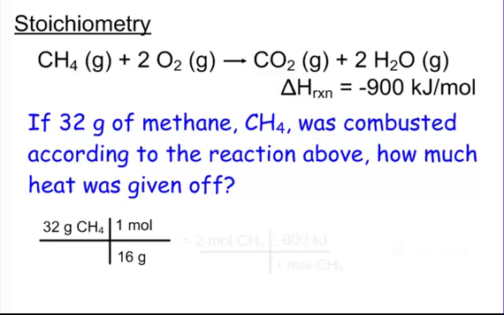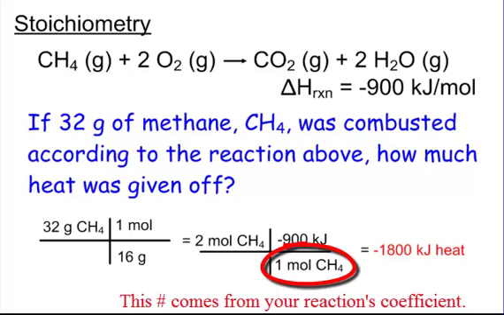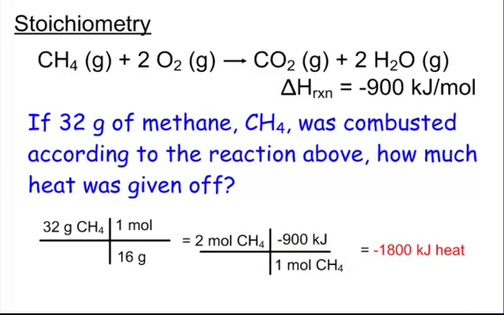Now, since we have 2 moles, take a look. If there's negative 900 kilojoules for every 1 mole of methane, then of course at the end we've given off 1,800 kilojoules of heat. We've released, or negative, 1,800 kilojoules of heat. Now, I just want to make a note. If we were doing this calculation for water per se, it would be negative 900 kilojoules for every 2 moles of water, because we have 2 moles of water in our reaction. So that is our stoichiometry.